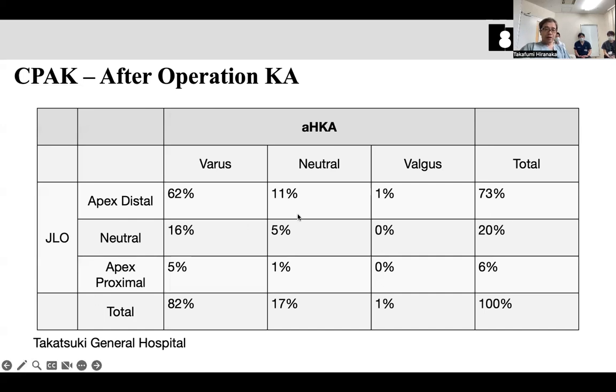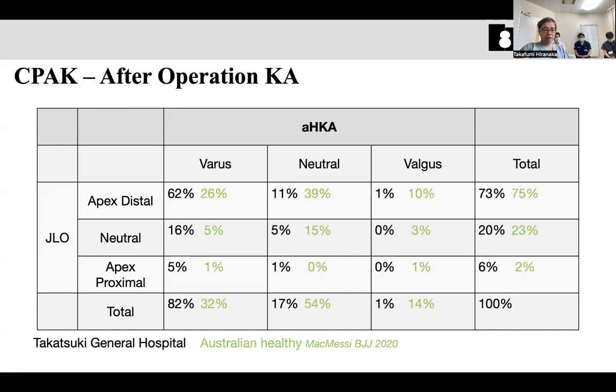So this is group 5. This is neutral alignment and neutral joint line obliquity. This is the target of mechanical alignment. This is very, very rare in the Japanese population. Compared to Australian healthy subjects, the distribution is very different from our population.